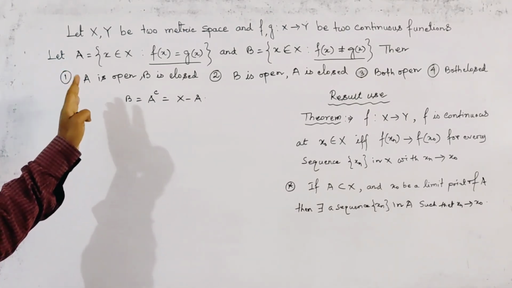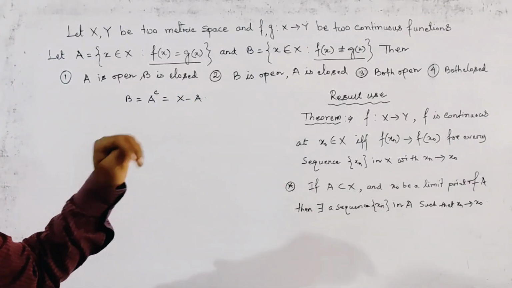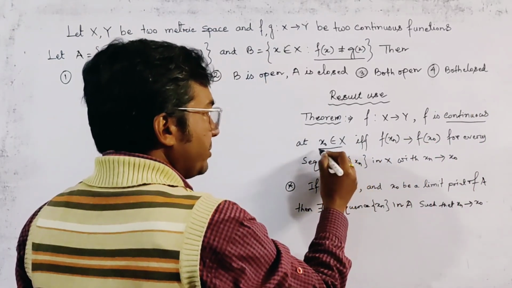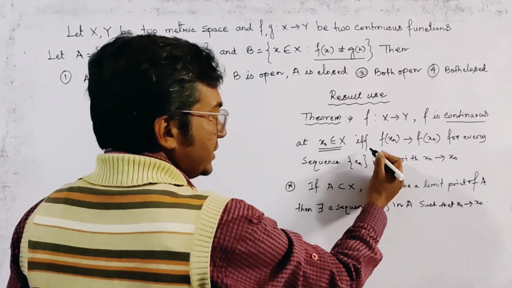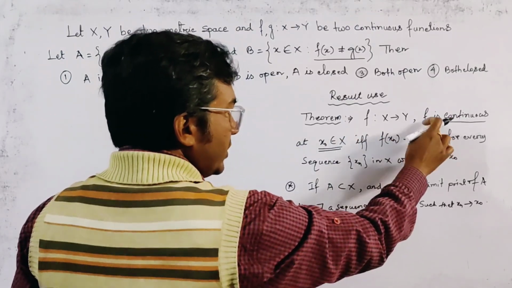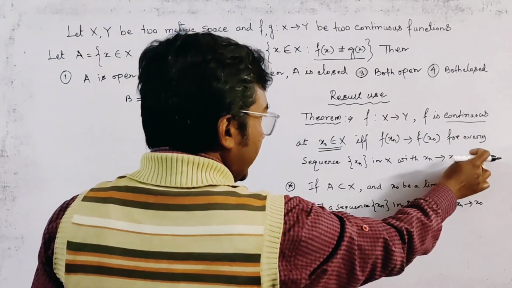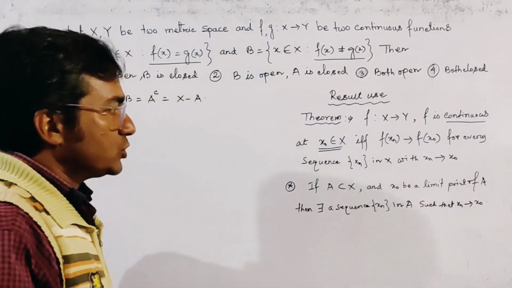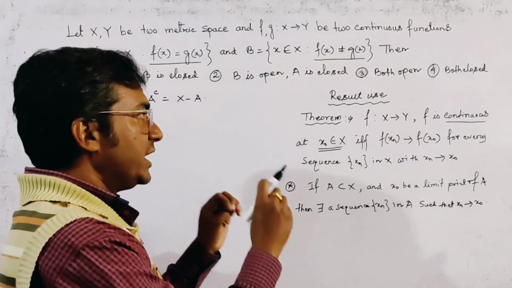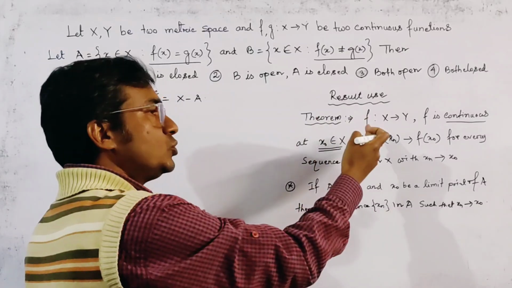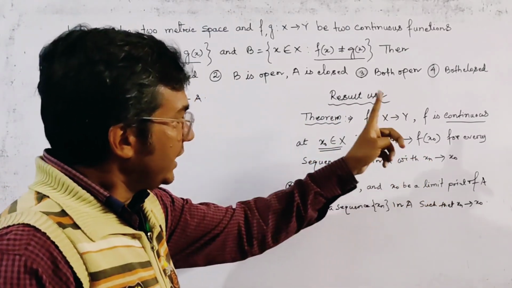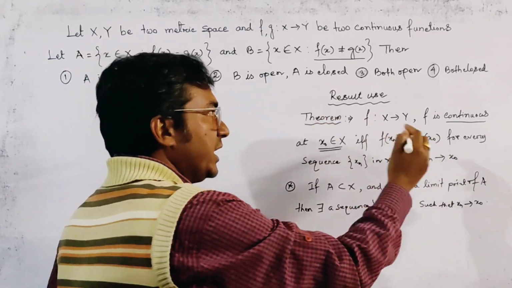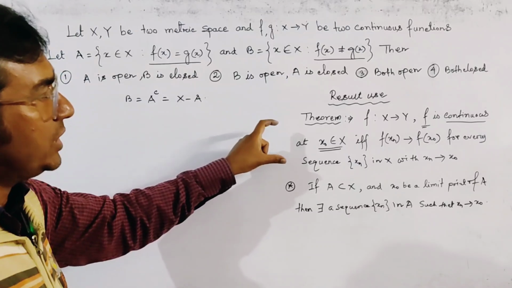To solve this problem we use an important theorem of metric space. If f from X to Y is a continuous function and x0 is any point of X, and this is an if and only if theorem, then f is continuous if and only if f of xn tends to f of x0 for every sequence xn in X with xn tends to x0. So this theorem says that if there is any point x0 in X and a sequence xn in X such that xn tends to x0, then we get f of xn tends to f of x0 if f is continuous. This is the main theme of the theorem.